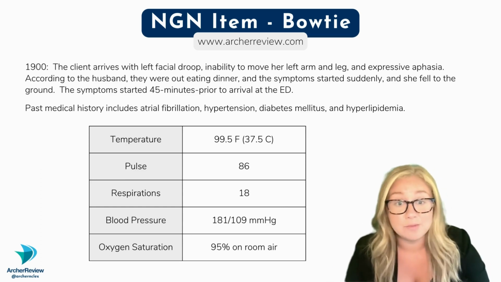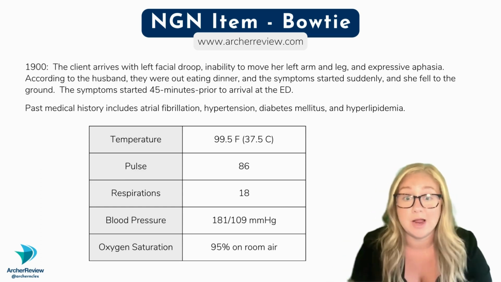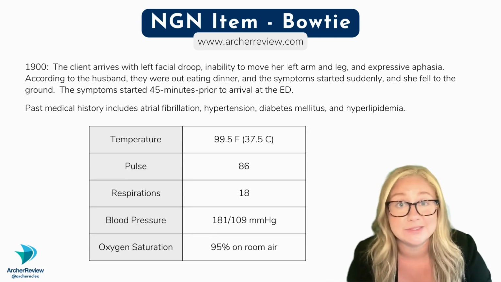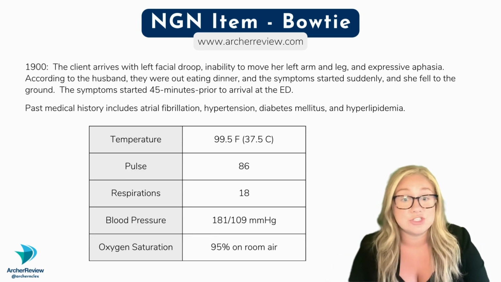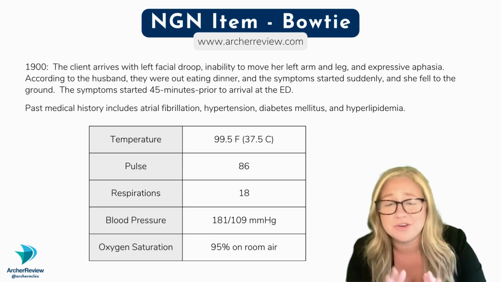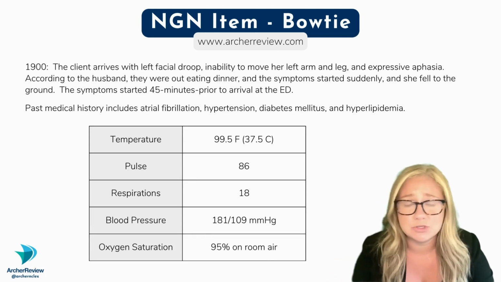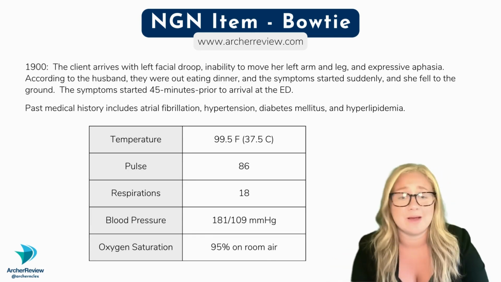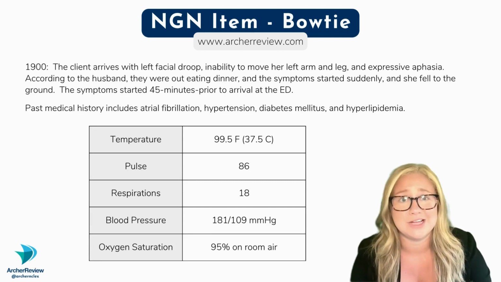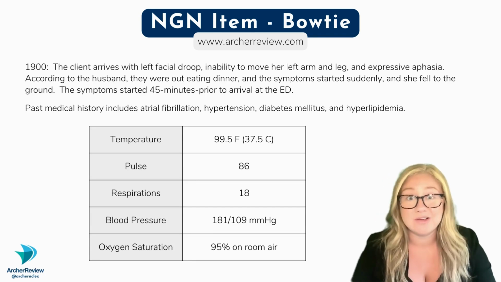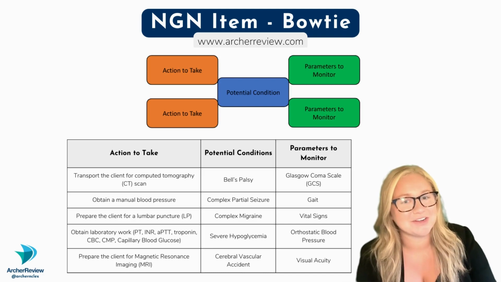She's got a pretty good past medical history here. AFib, hypertension, diabetes, hyperlipidemia. We look at her vitals. She's got a little bit of a low-grade temp, nothing to write home about. Pulse and respers are pretty normal, but I'm impressed by that blood pressure. Notable hypertension going on. So now getting over to the bow tie, here's what you're going to see.